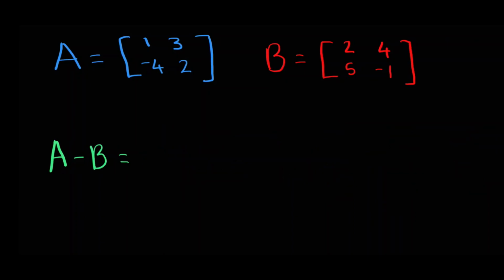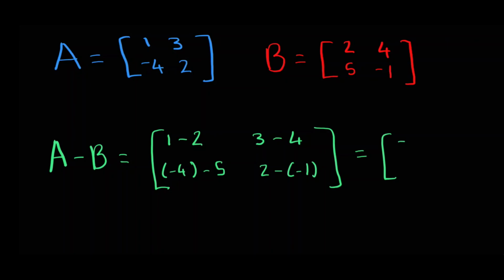Now what about A minus B? Well, it's exactly the same process, we're just going to do subtraction instead of addition. So you take each element from A and you subtract the corresponding element from B. So starting in the top left corner, we get 1 minus 2. Next 3 minus 4. And then in the second row we have -4 minus 5 and 2 minus -1.